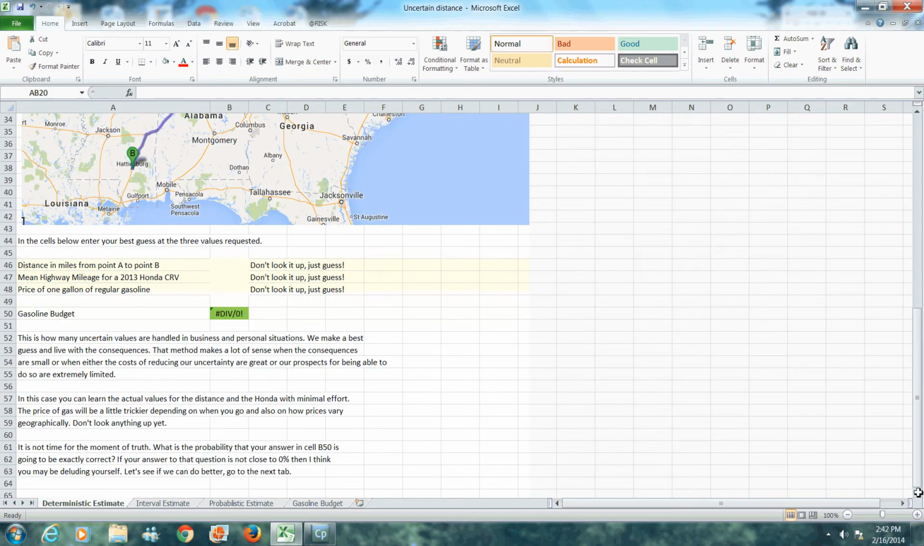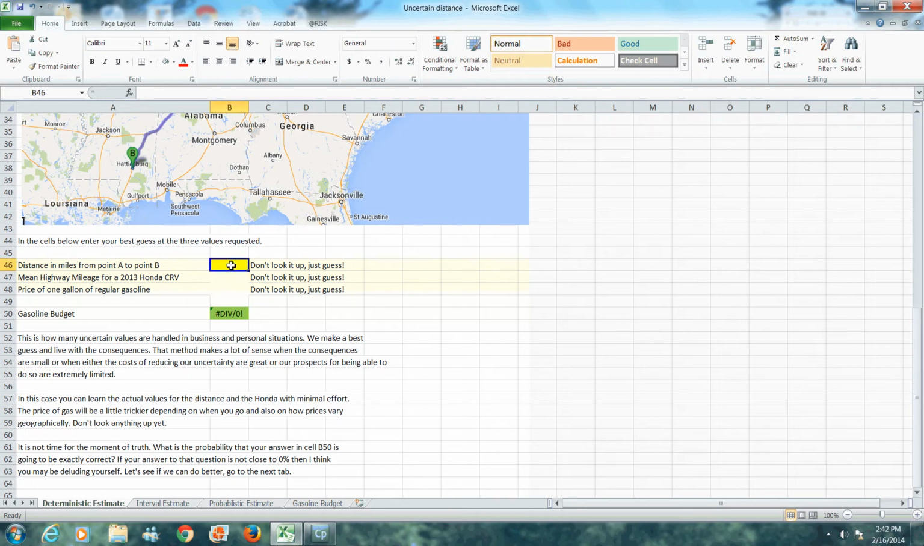The first thing I'm going to do is develop a deterministic estimate. Ordinarily, what decision makers do is they come up with their best guess. Even when they don't know things, we come up with a best guess. We come up with a single number, and we treat that number as if it's a fact. So I'm going to begin here.